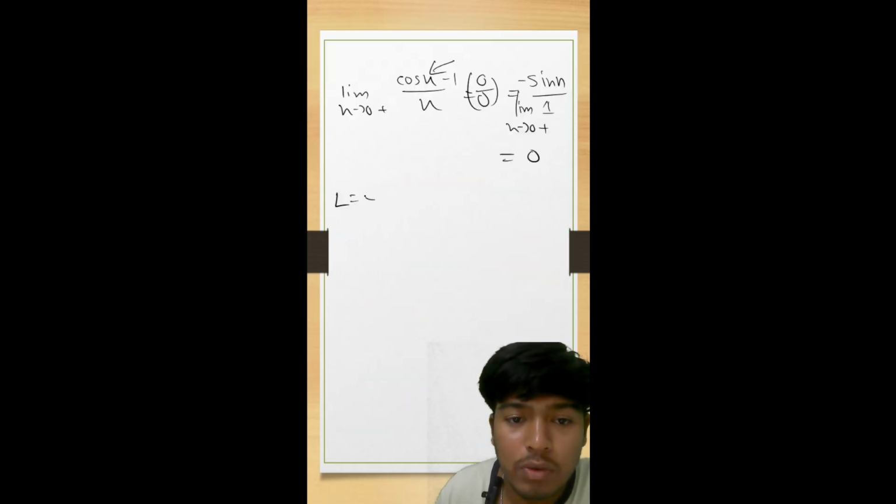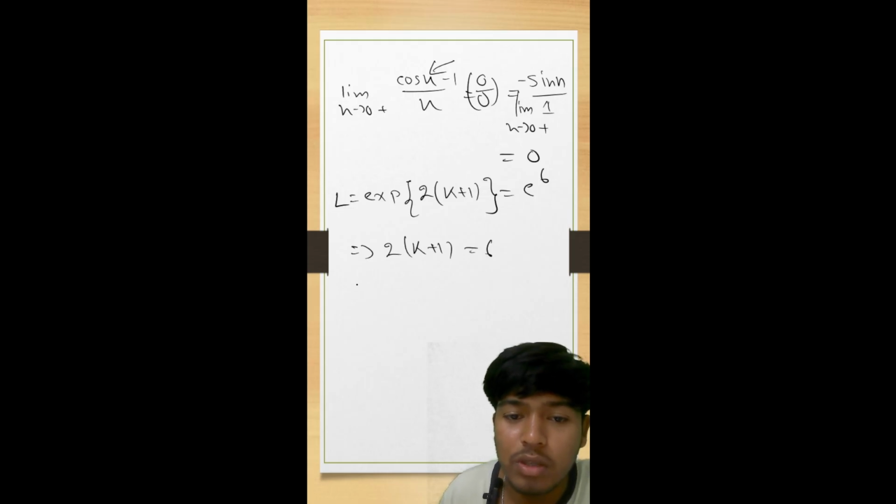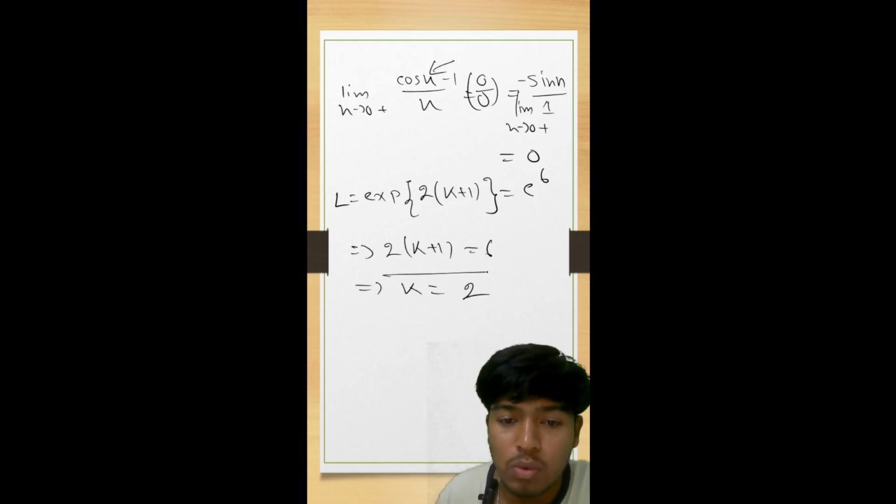So our L is equal to exponential of 2 times k plus 1, which is nothing but e to the power 6. That is given. So 2 times k plus 1 is equal to 6. So k equals to what? 2. So our answer is 2.